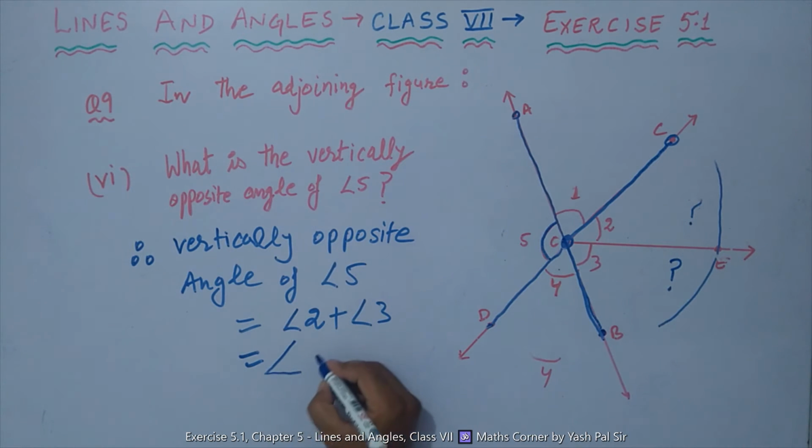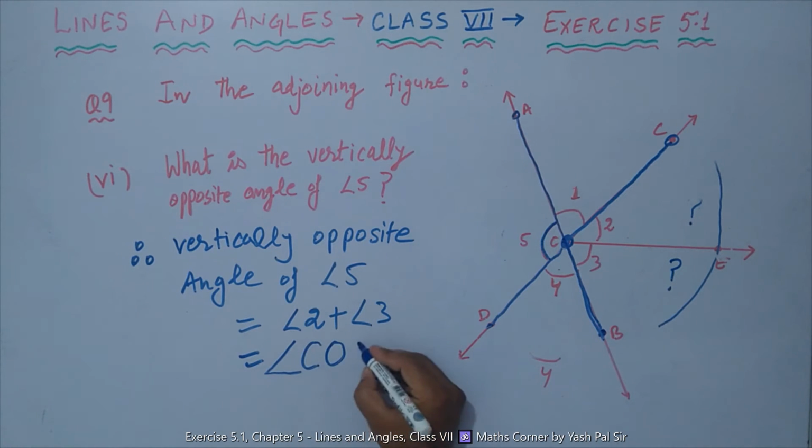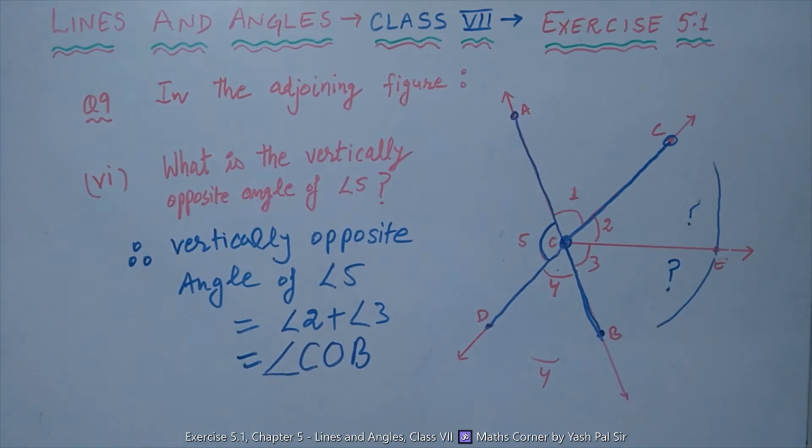What is the name? Angle COB. Angle COB is equal to angle 2 plus angle 3.